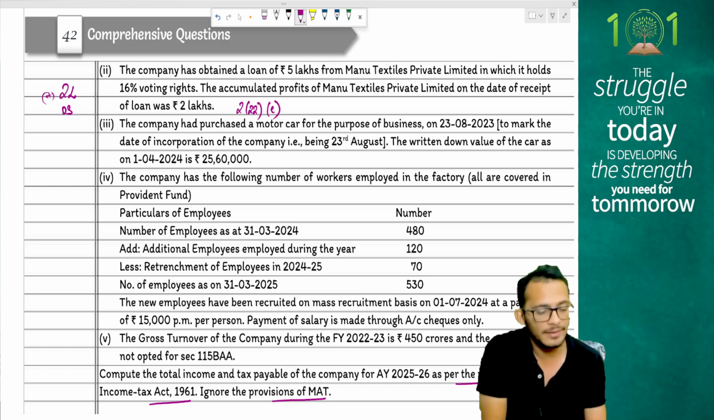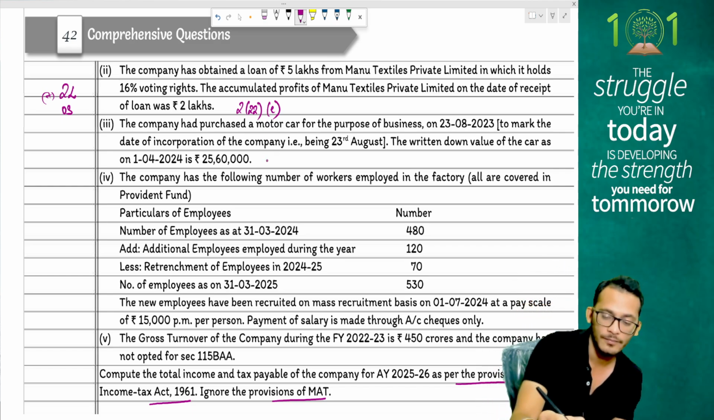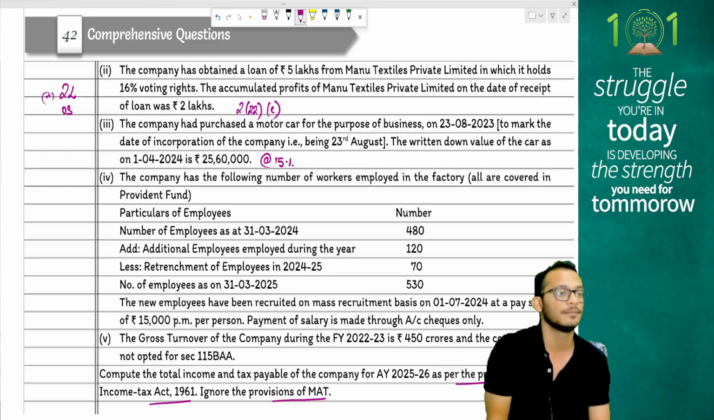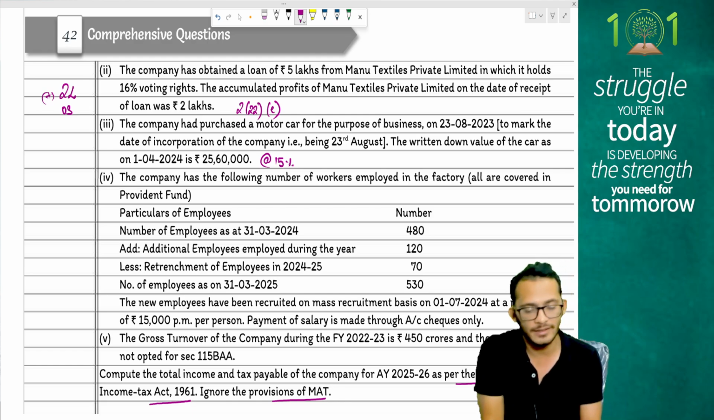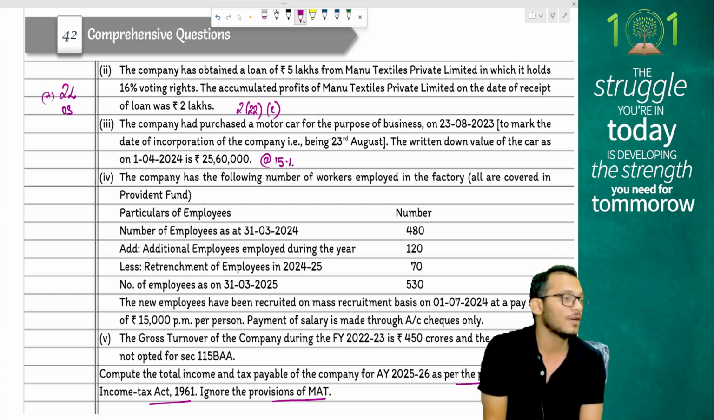I will get normal depreciation at the rate of 15%. Leave it, people, this is a motor car and therefore you don't get additional depreciation. Next, the company has the following numbers of workers employed in the factory. All are covered in provident funds. They've given some facts of employees, people, because of 80JJA.